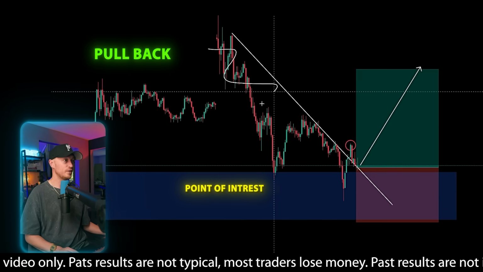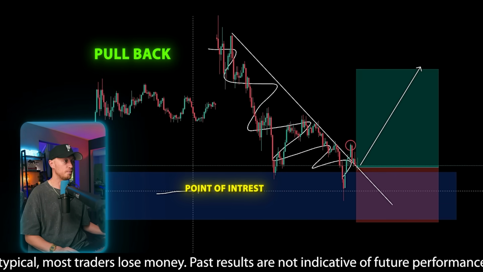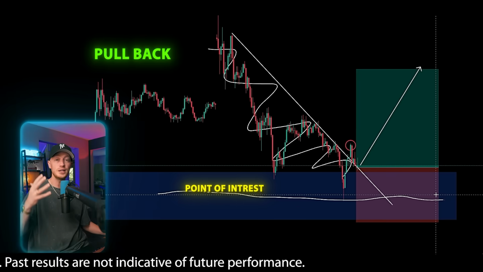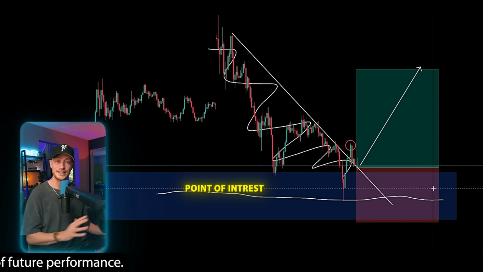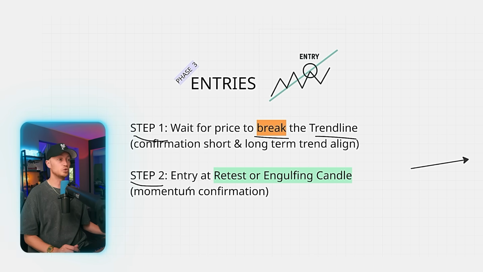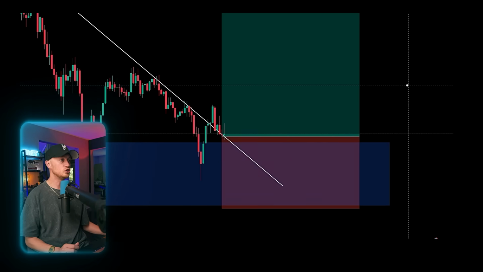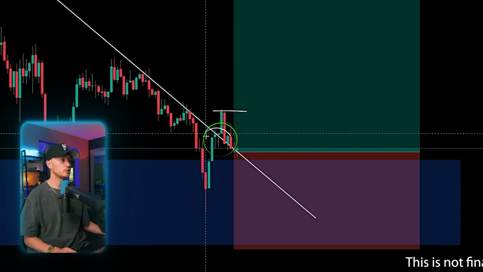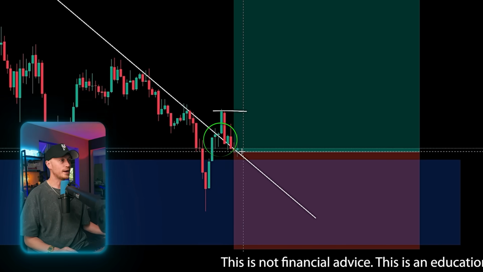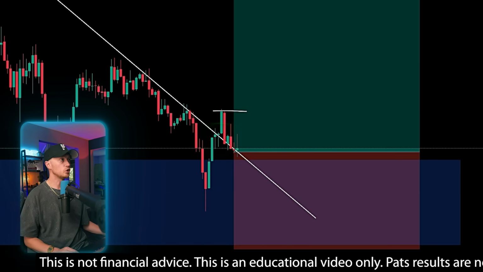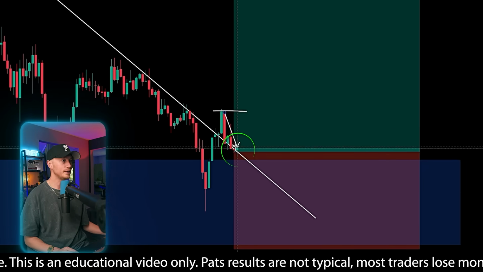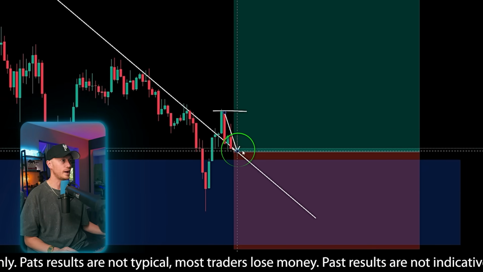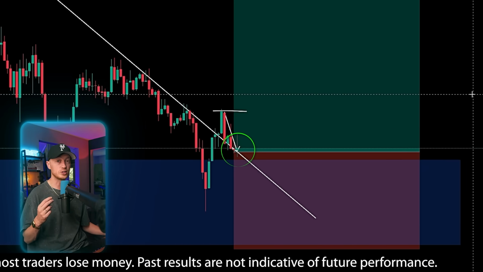We have this significant pullback right here to our point of interest, and we just need a few multiple confirmations to get into the trade. The next step is we can enter the trade at the retest or at an engulfing candle. So on this trade, as I zoom in right here, you could see we had the candle close above our trend line right there, and then I waited for the price to return back to the trend line, retest the trend line right here. That's where I entered the trading position.